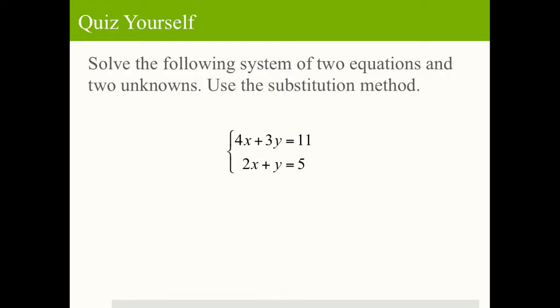Quiz yourself. Solve the following system of 2 equations and 2 unknowns. Use the substitution method. Pause the video now and try this on your own. The answer that you should come up with is (2, 1).